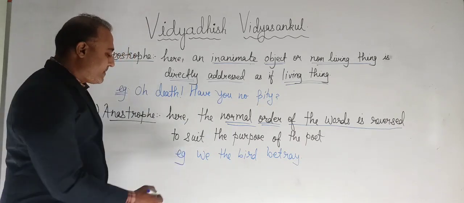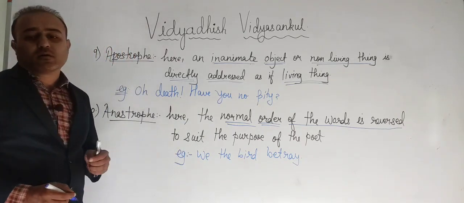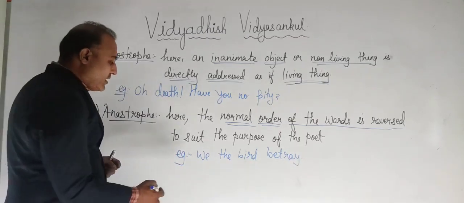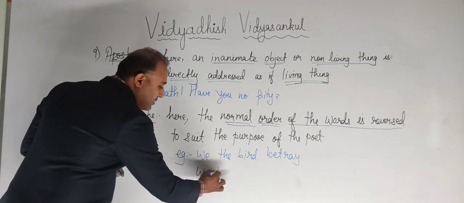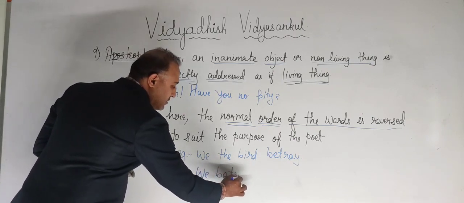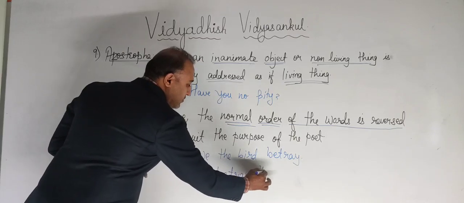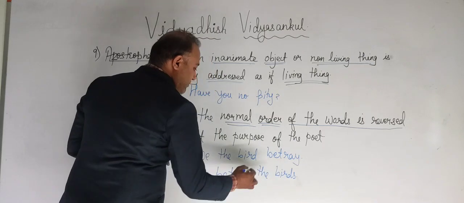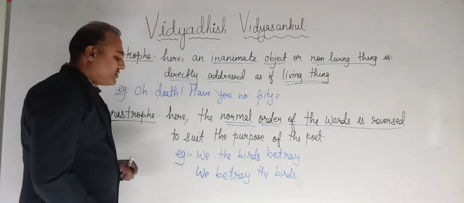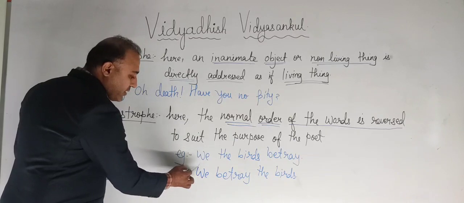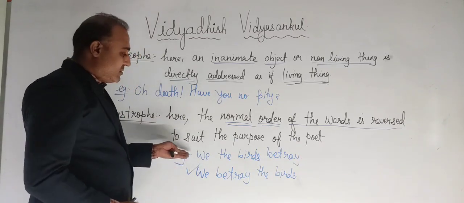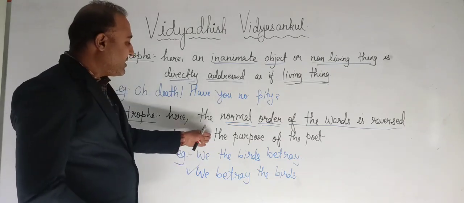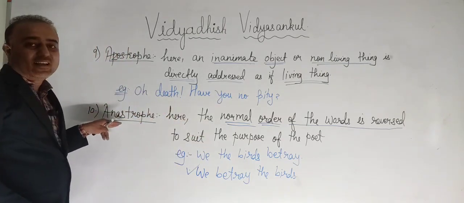So actually the normal order of this sentence should be, we betray the birds. So this should be the actual order, but here the order of the words is reversed or changed. So when such a thing is done, it is known as Anastrophe.